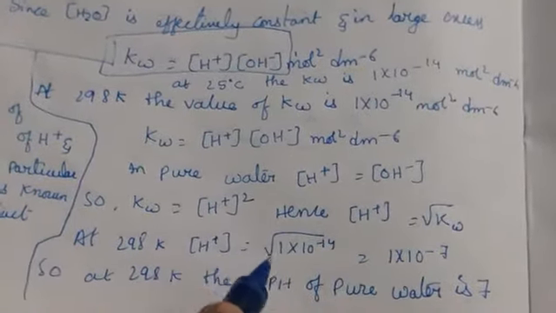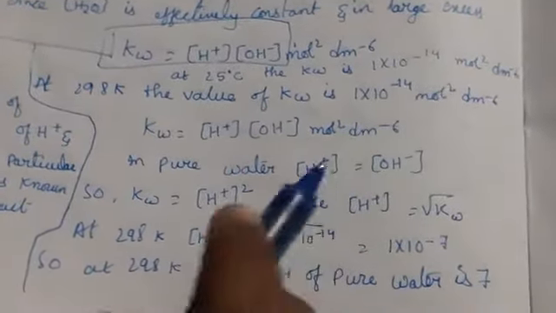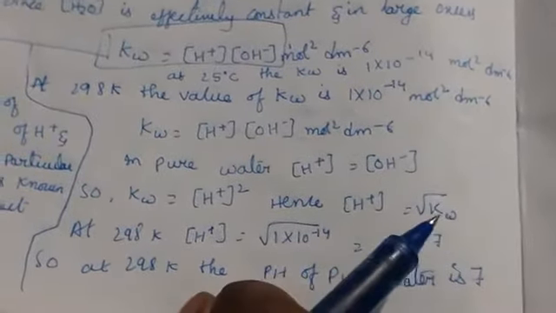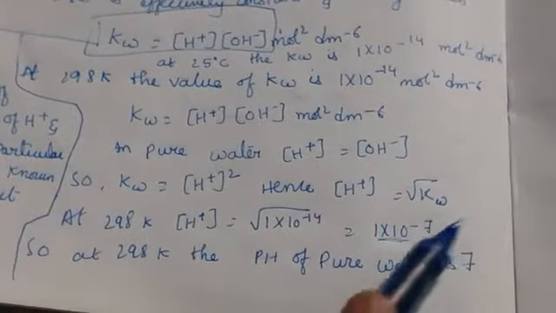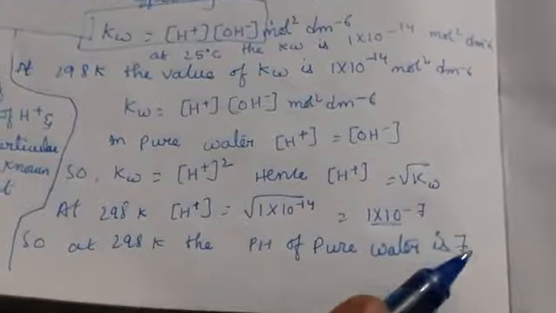We know the value of Kw at 298 Kelvin is 1 into 10 power minus 14. So then we get 1 into 10 power minus 7. By this we can see the pH of pure water is 7. This is a neutral value.